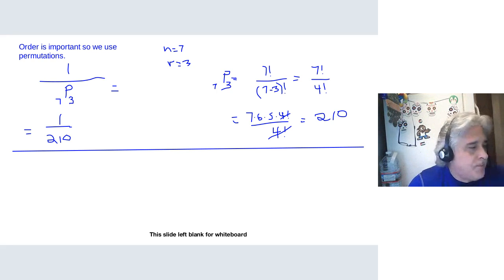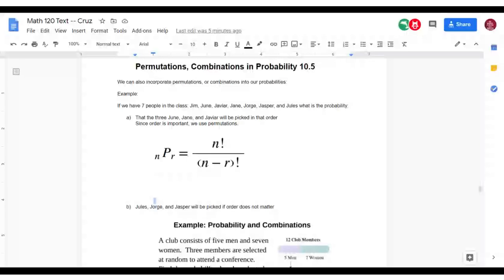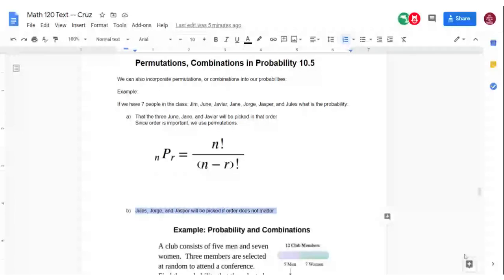Okay, now the next thing is part B. It says, and it's 3 other people, but the important thing is 3. Jules, Jorge, and Jasper will be picked if order does not matter. All right.